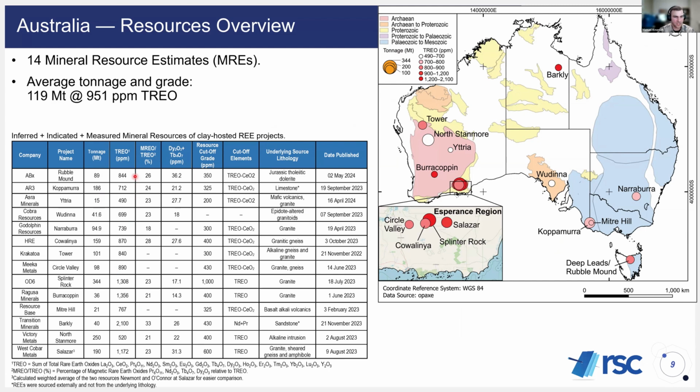The total rare earth oxide grade is just below 1000 ppm on average, but some you can see are a bit higher, some are below that. And then a metric that's being published by most companies, not all, but most of them put it out there, is the proportion of their magnetic rare earth oxides. Again, those four candidates we've talked about before. And some have quite appreciable amounts. So for example, Rubble Mount here, or Koppamurra, or also down here, the Barclay project.